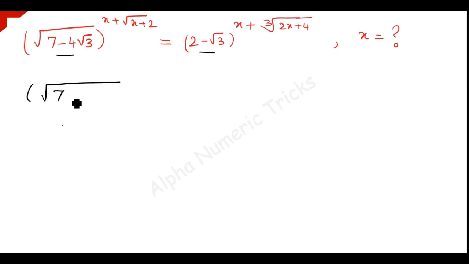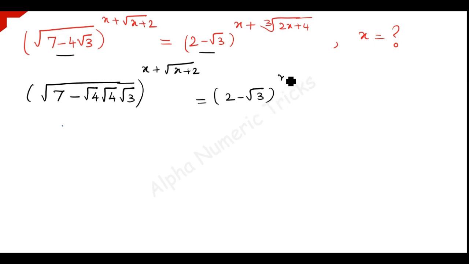Square root of 7 minus 4 times square root of 3, the whole to the power x plus square root of x plus 2, is equal to 2 minus square root of 3, the whole to the power x plus cube root of 2x plus 4. Okay. Now, how can you write this?